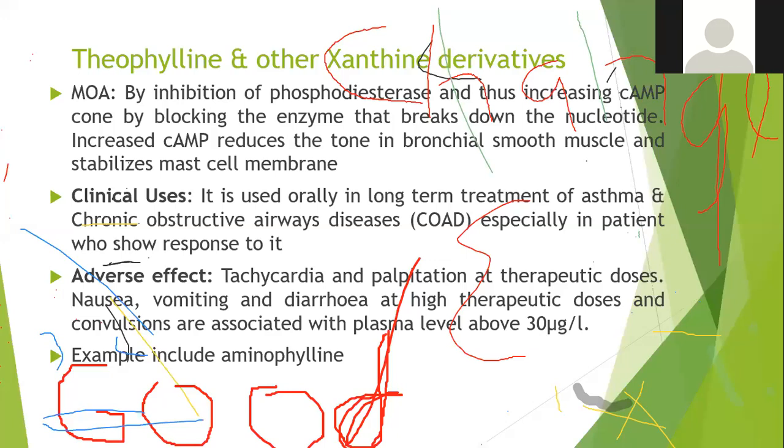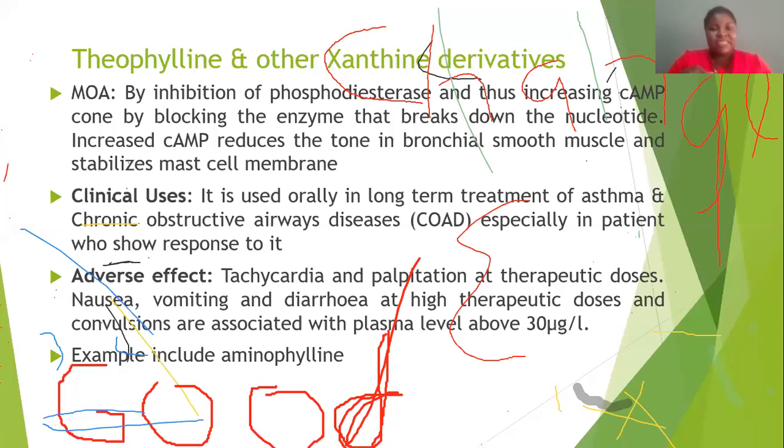What are the clinical uses of theophylline and other xanthine derivatives? It is used orally in long-term treatment of asthma and chronic obstructive airway disease, especially in patients who show response to it. An example is aminophylline. We are all familiar with aminophylline. It comes in tablet and injection, so you can give it orally and intravenously. What are the adverse effects of this drug? It can result in tachycardia and palpitation. At high therapeutic doses, you can have nausea, vomiting, and diarrhea, and at very high doses convulsions can also be associated with it.